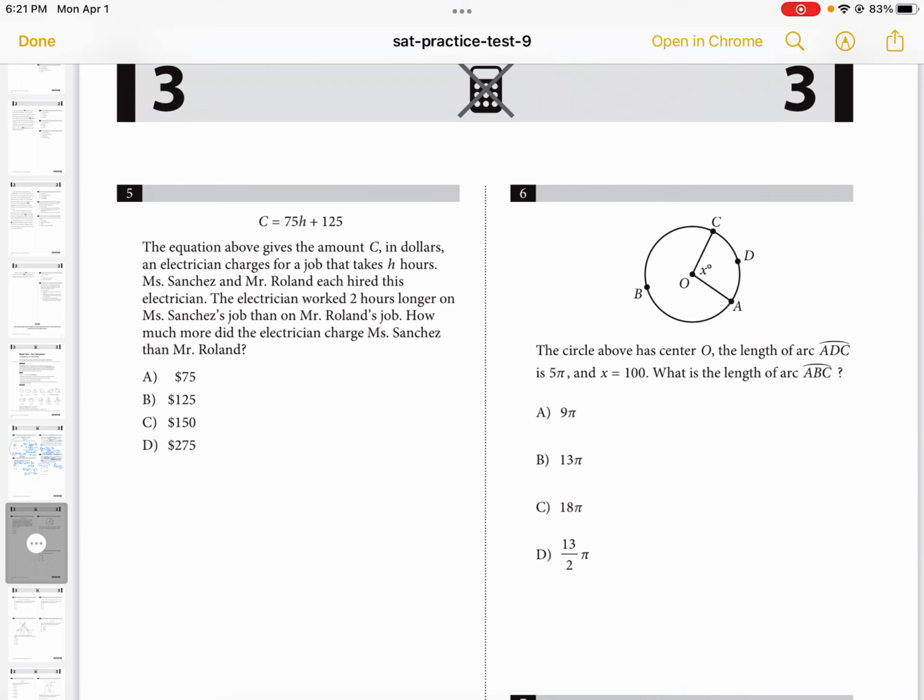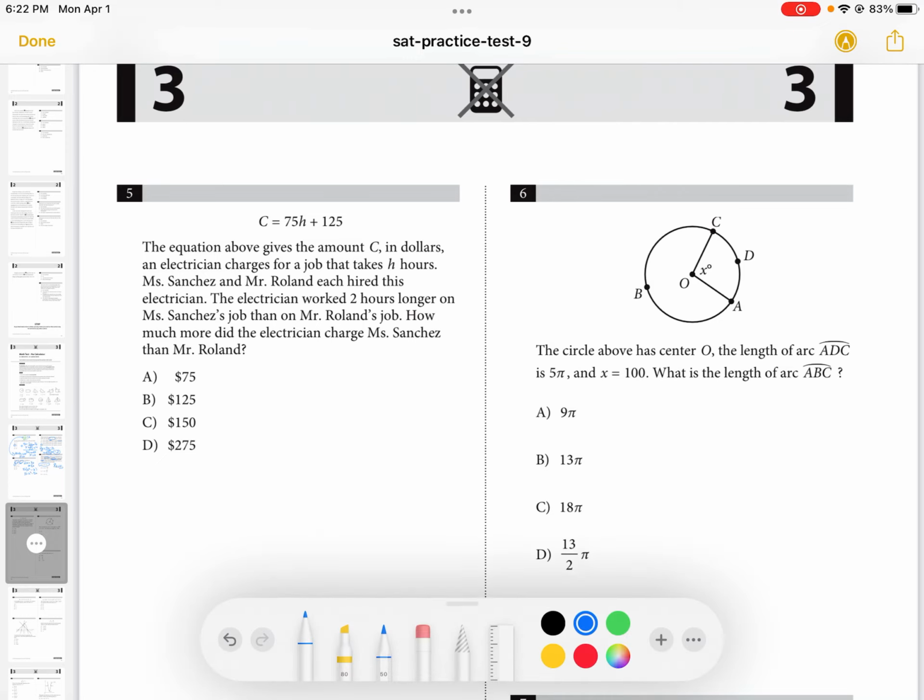Number 5. The equation above gives the amount C in dollars an electrician charges for a job that takes h hours. Ms. Sanchez and Mr. Rowland each hired this electrician. The electrician worked 2 hours longer on Ms. Sanchez's job than on Mr. Rowland's job. How much more did the electrician charge Ms. Sanchez than Mr. Rowland?